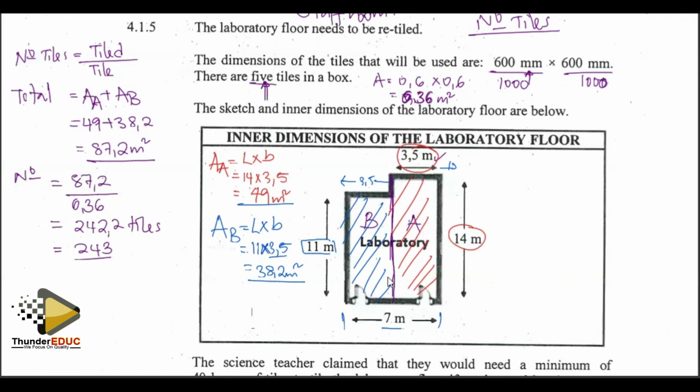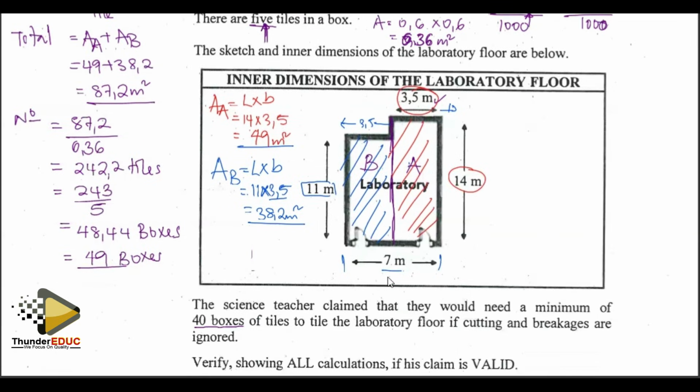So these tiles are packed in fives, because they are not sold one by one. They are sold in a box which has 5. So to find out how many boxes, we divide by 5. Indeed, the answer goes to 43. Remember, they are to buy full boxes. So simply meaning 49 what? Boxes. And your conclusion has to be his claim is what?